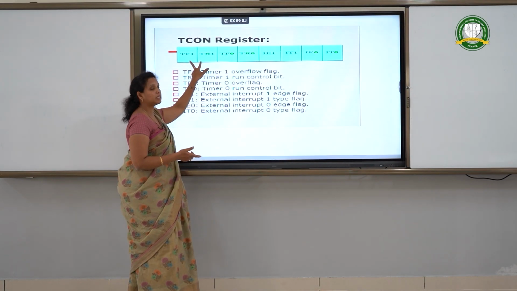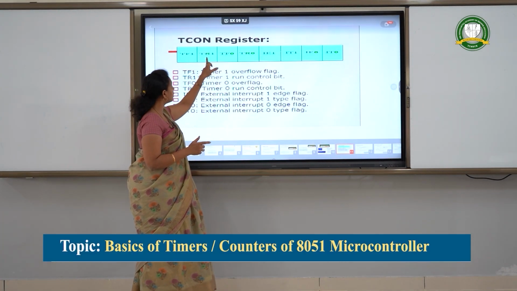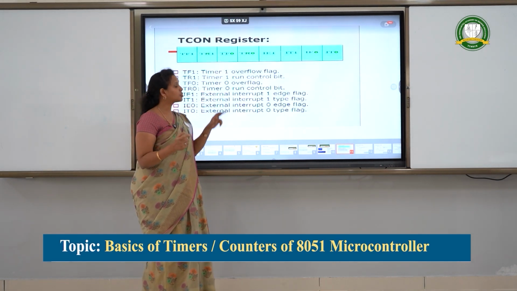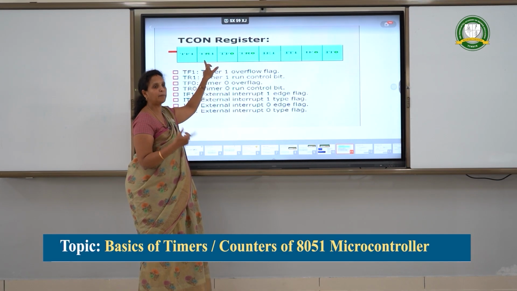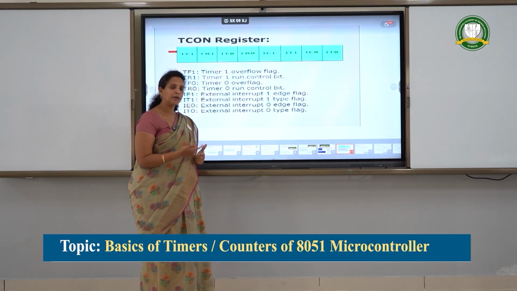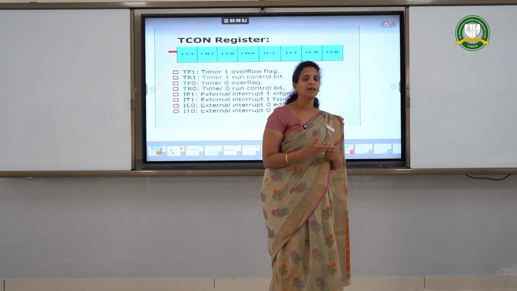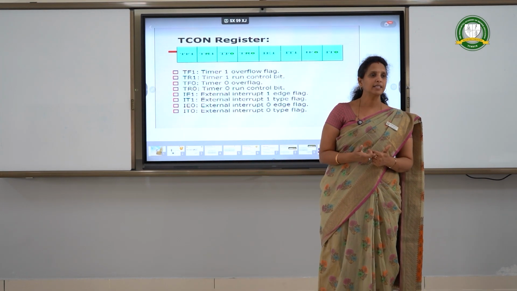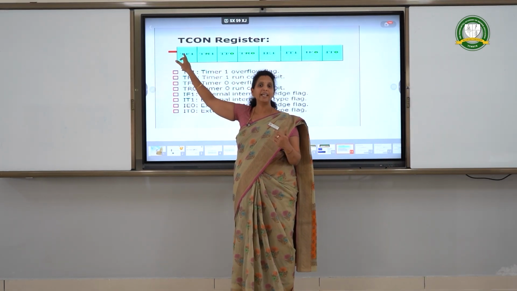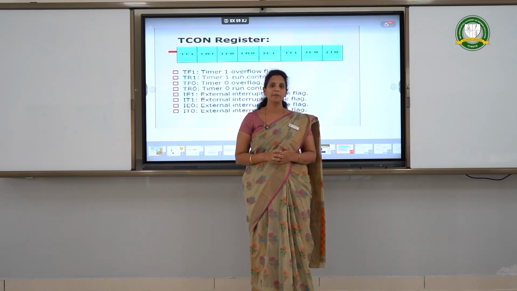Similarly, these two bits work for timer 1. By default, the value present in these bits will be 0. As a programmer, if we write the instruction to make this particular bit 1, timer 1 automatically starts working. Starts working means the value present in the timer 1 register will keep incrementing by 1 every time. As soon as it reaches its maximum value, TF1 will become 1, indicating to the programmer that the maximum value has been reached and a certain amount of delay has been generated.